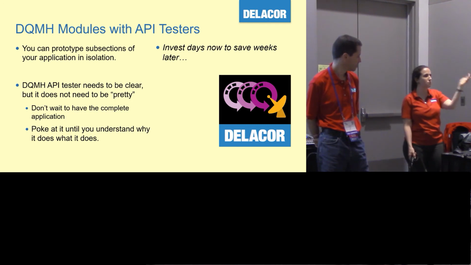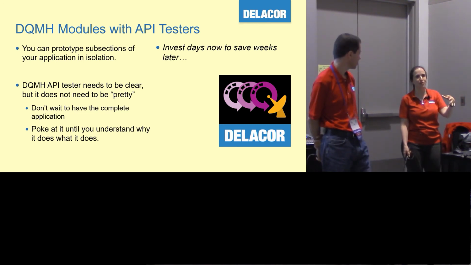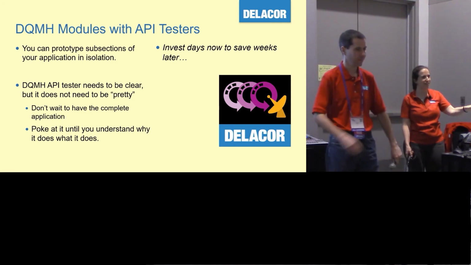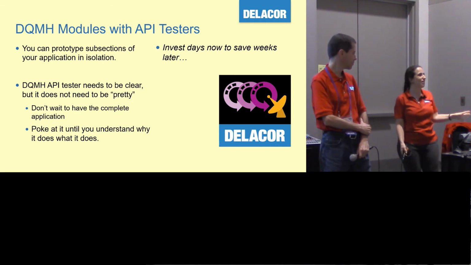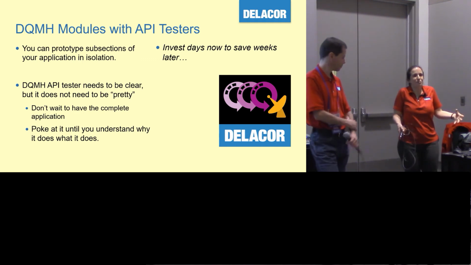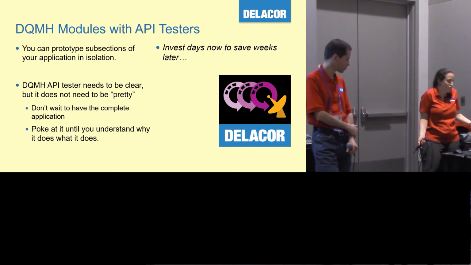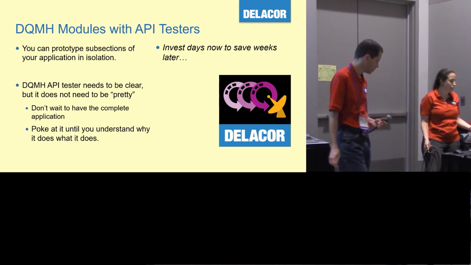I have heard people that use DQMH say, well, I started to get nervous because I'm used to seeing the top level UI ready pretty early on. And now with this approach, I have all these API testers that are working, but how long is it going to take me to put them together? And then they get really excited when it goes really fast because all the individual pieces work. When they put it together, it just works. So this is one of the advantages of the API tester.